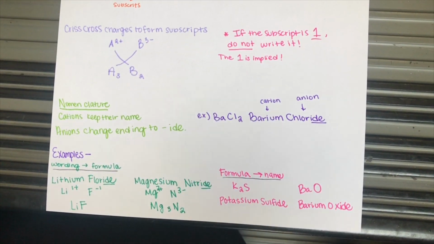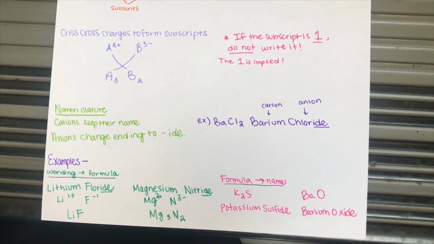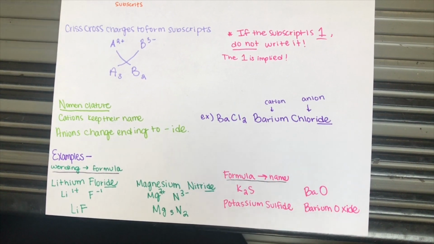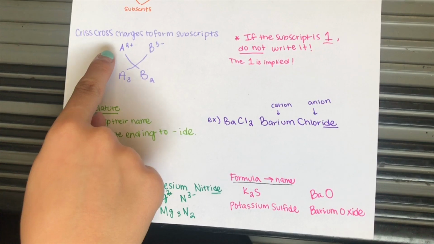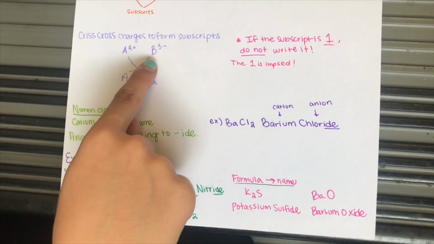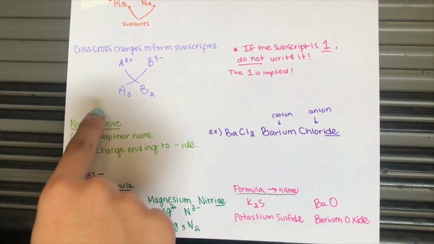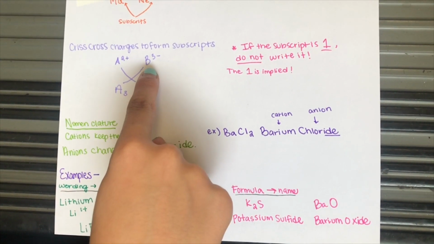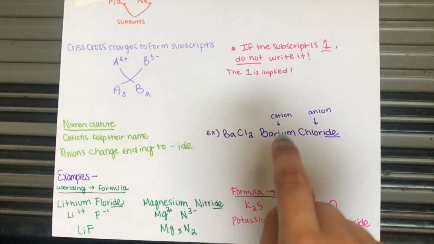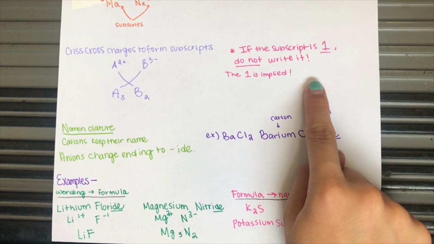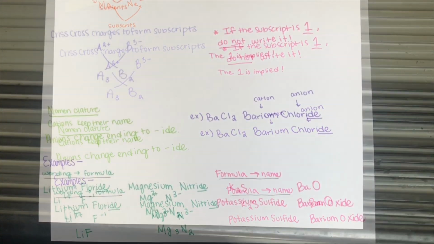To find the binary representative ionic compound, you have to crisscross charges to form subscripts. For example, A and B are two different elements. A has a positive charge of 2 and B has a negative charge of 3. You then crisscross, and now A has a subscript of 3 and B has a subscript of 2. If the subscript is 1, we do not write it because the number 1 is implied.